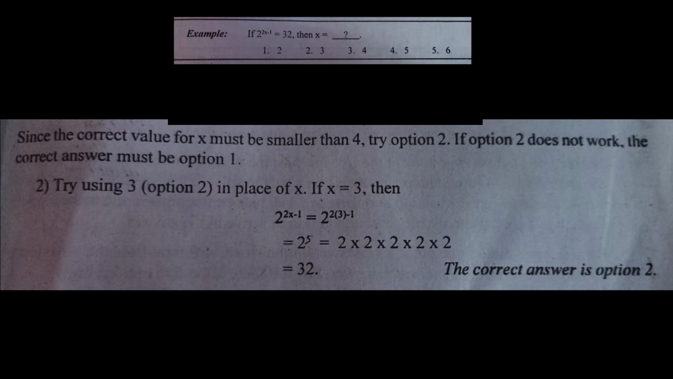Now let's try using 3, which is option 2, in place of x. Now if x is equal to 3, then 2 raised to 2x minus 1 will be equal to 2 raised to 5. And 2 raised to 5 is equal to 32. So the correct answer is option 2. Now again, as we mentioned earlier, if option 2 is not the correct answer, then the answer must be option 1, in order for us to save time.